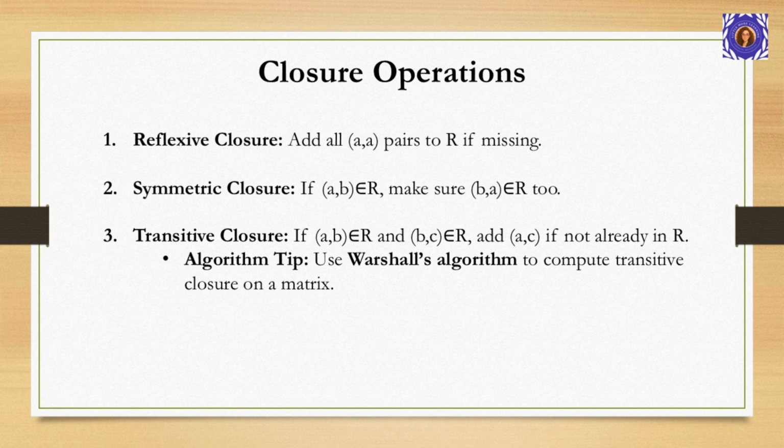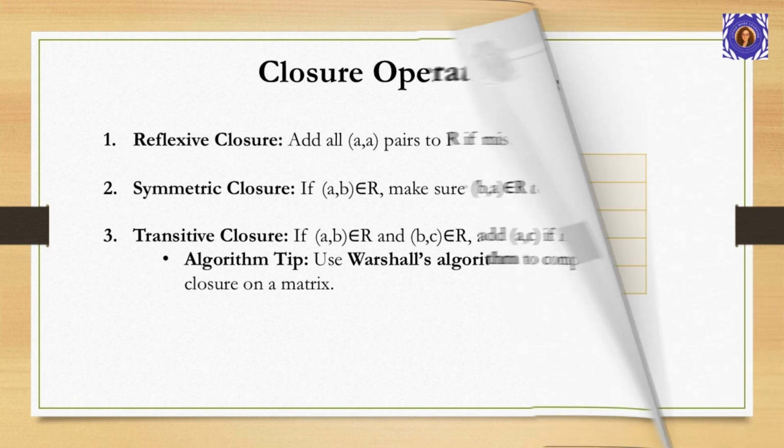The beauty of closure operations lies in their minimality. They add exactly what's needed, nothing more. This makes them invaluable in computer science applications like computing reachability in graphs, database query optimization, and program analysis. Moreover, these closures can be combined. The equivalence closure of a relation is obtained by taking its reflexive, symmetric, and transitive closures. This gives us the smallest equivalence relation containing our original relation.